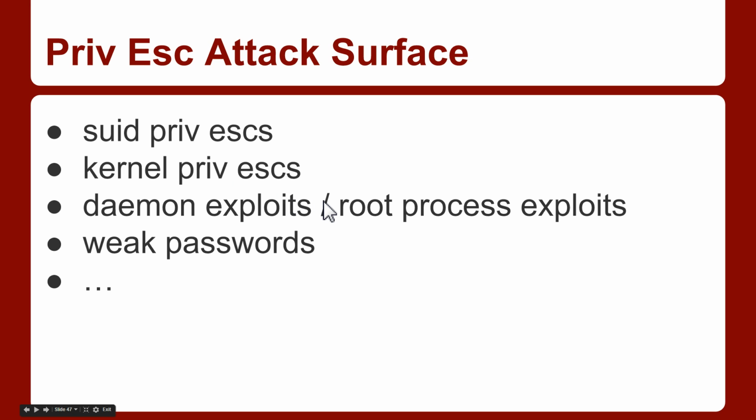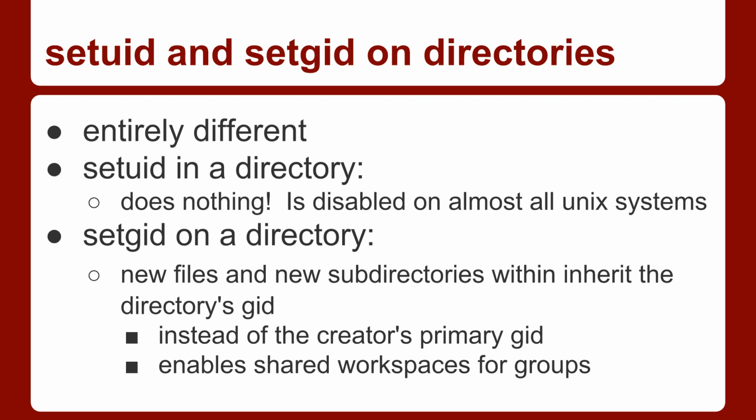Kernel privilege escalations, and as we covered in the code auditing lecture, those vulnerabilities and those bugs can exist in kernel code, and the kernel is written mostly in C, so that's where it's extremely relevant. Daemon exploits or root process exploits, anything running at root that can be interacted with that perhaps has a vulnerability. And again, as always, weak passwords: if the root password is not set, or if it's set to something terribly weak, that's also considered in the attack surface. And so on.